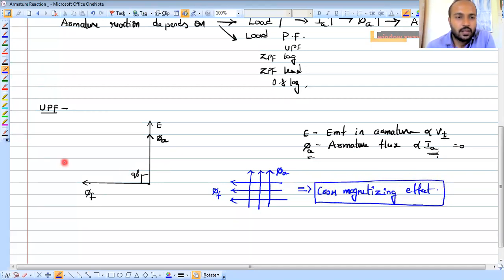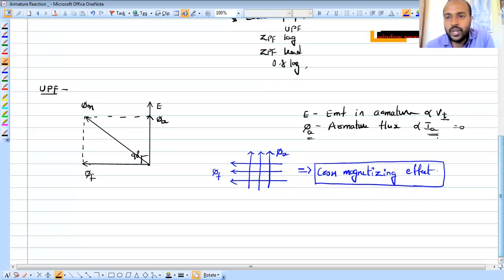Clear? And the resultant of these two is the resultant flux in the air gap. Okay. This is the resultant flux. This is for unity power factor. So in case of unity power factor, the effect of armature reaction is purely a cross magnetization effect.